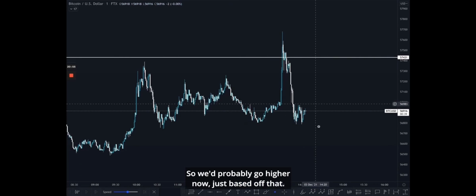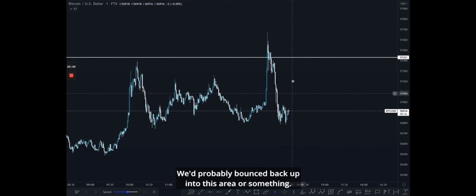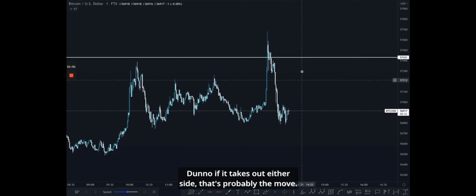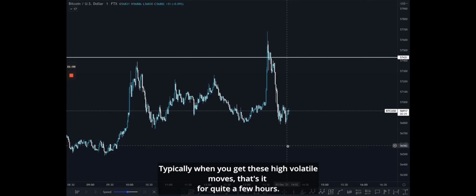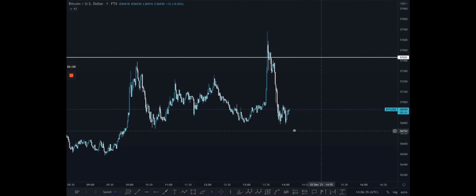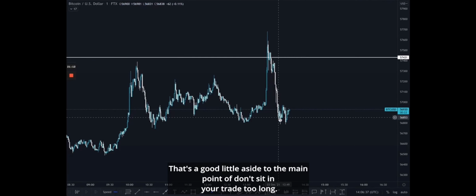So we'd probably go higher now, just based off that. We'd probably bounce back up into this area or something. Don't know if it takes out either side. That's probably the move. Typically when you get these high volatile moves, that's it for quite a few hours. That's a good little aside to the main point of don't sit in your trade too long.